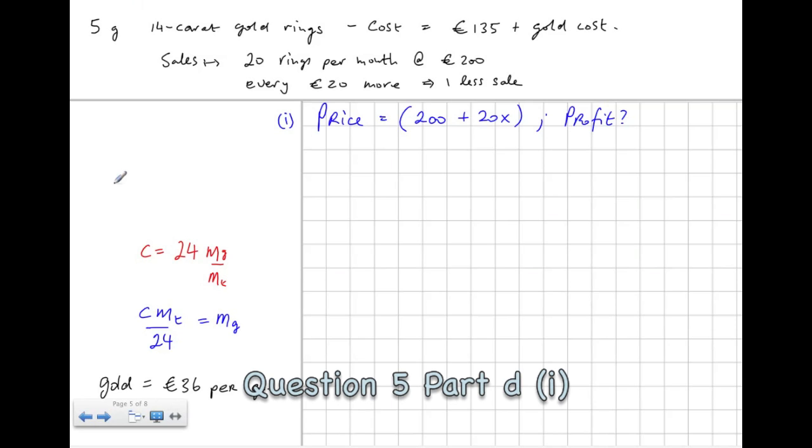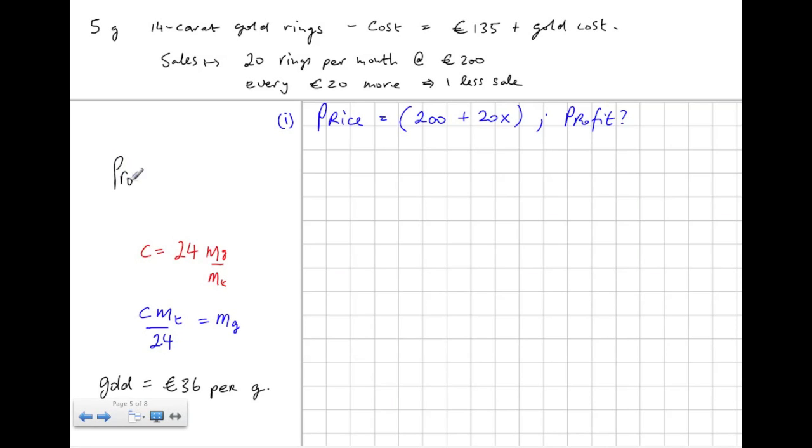Okay, let's look at question 5, part D1. This time we're given a bit of information. We're told about the sales of rings, and these particular rings are 5 gram rings with 14 karat gold. We know that normally you could sell 20 rings a month at 200 euros, and every 220 euros you add to that, you'd sell 1 less. We also see that the cost of creating these rings is 135 euros each, plus the cost of gold. And it's asking us to work out the profit.